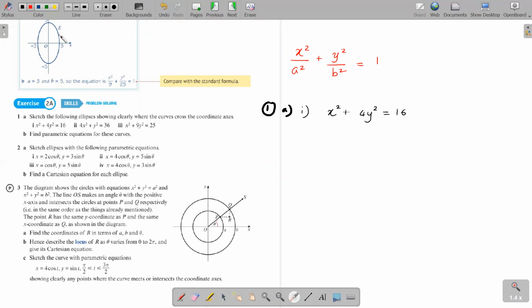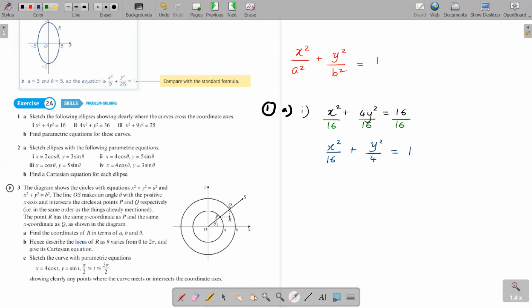So I'll take this equation, and since I want to make it equal to 1, I'll divide the entire equation by 16. In that case we make this side 1, and I end up getting x square over 16 plus y square over 4 equals 1. I think you can see your a square and b square values here.